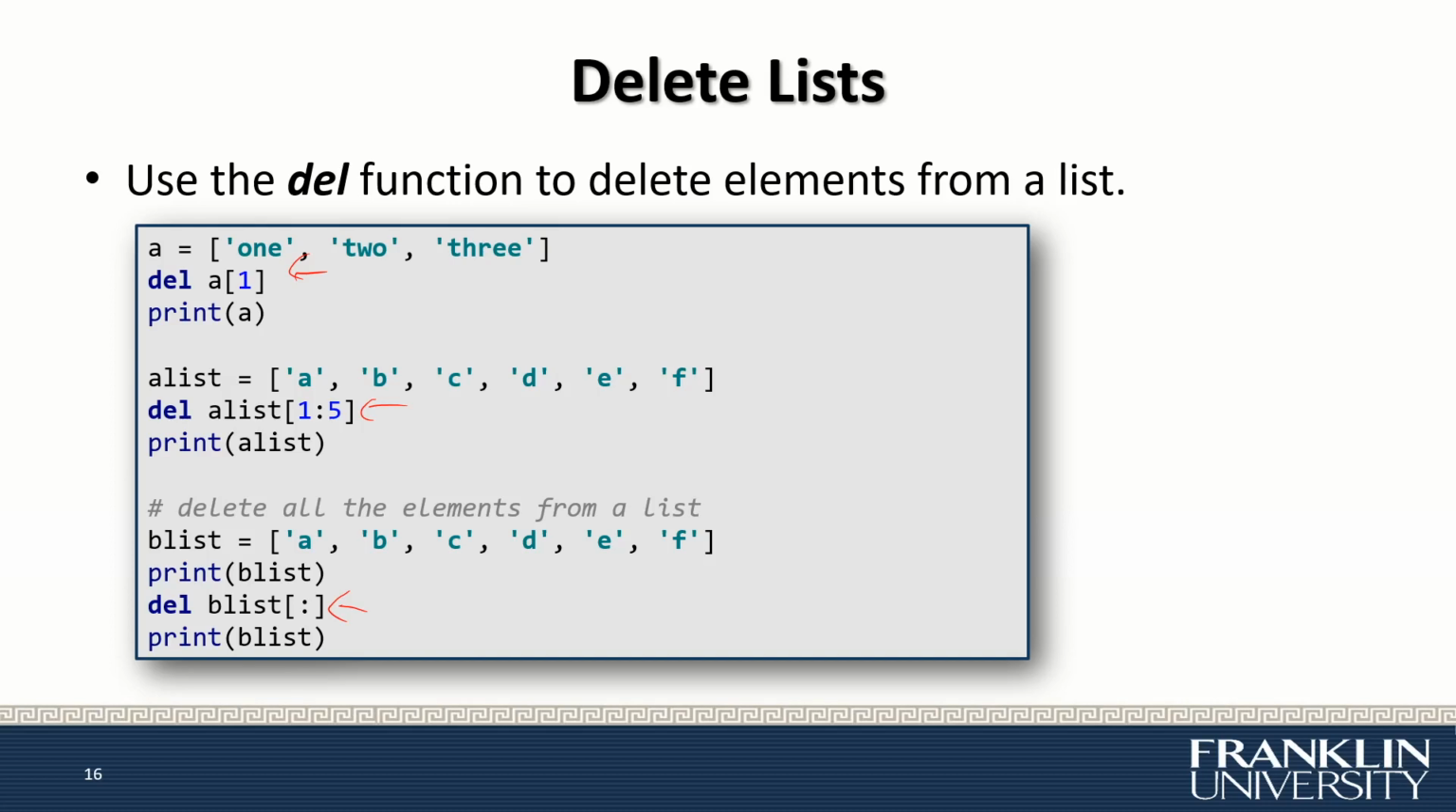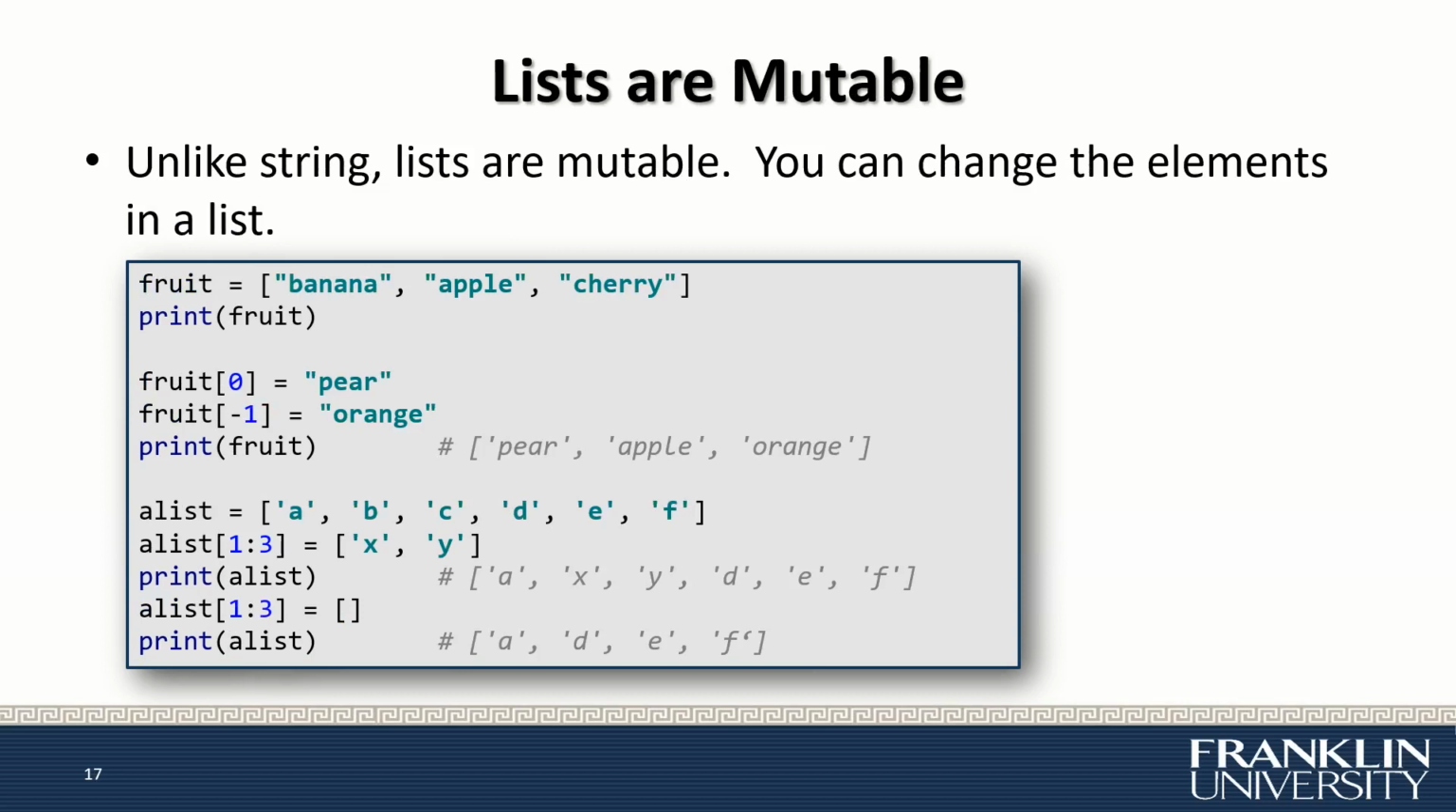And finally, unlike strings, lists are mutable. That means you can change the elements in a list. Once you create a list, the elements in the list are changeable. So for example, I have a fruit list: banana, apple, and cherry. I can change the first element from banana to pear, and the last element from cherry to orange.